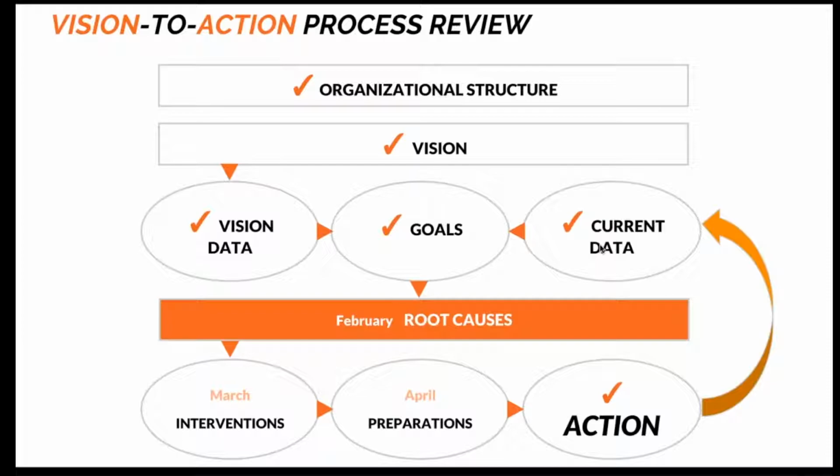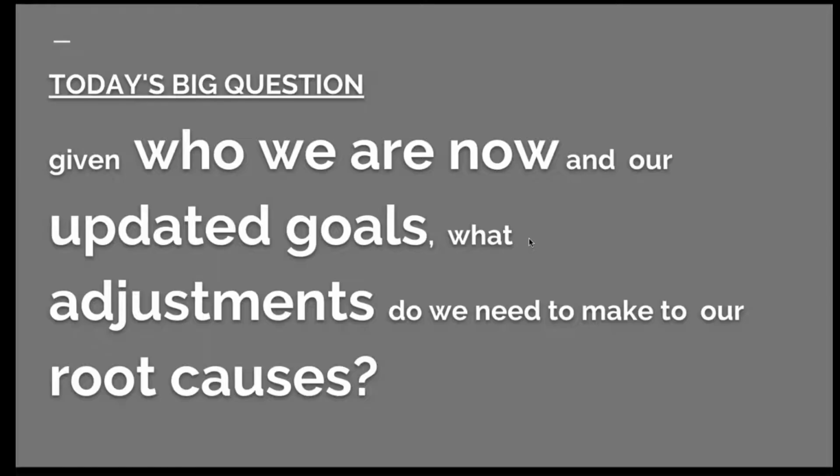This month, in February, we're working on root causes. And then in March, we'll move over to interventions. Those are the things that will help us address our root causes. And then preparations, that's all the prep work so that we're ready in the fall to kick off those new interventions. Today's big question is, given who we are now and our updated goals, what adjustments do we need to make to our root causes?